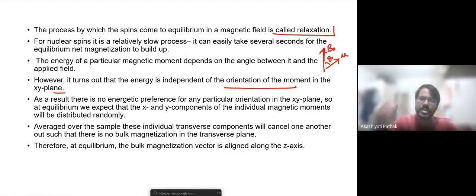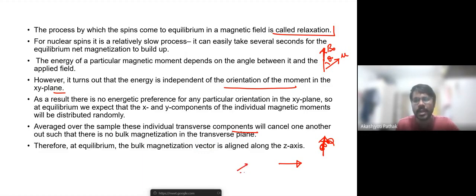At equilibrium, we expect that the components of the individual magnetic moments will be distributed randomly, averaged over the samples. Transverse means they are oriented in the xy direction. Longitudinal components are those oriented in the z direction. The transverse components cancel one another out, such that there is no bulk magnetization in the transverse plane.